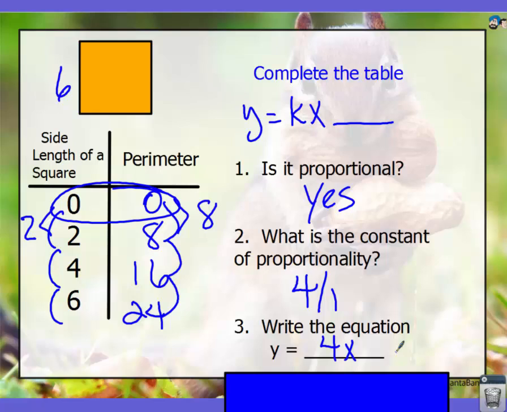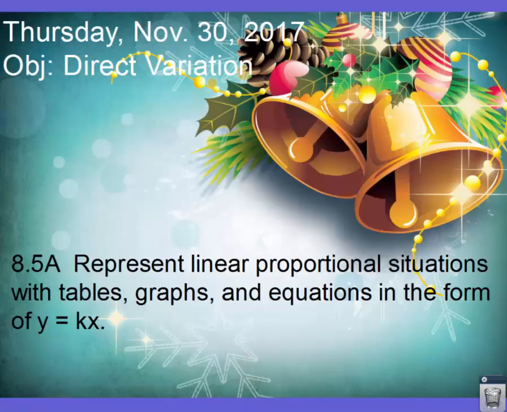You don't have to have the plus 0. Okay? So that's what we're looking at today. And if you look back at the standard that we had, we're looking at proportional relationships dealing with y is equal to kx, where k represents the constant of proportionality. Okay? Or it's the slope of the line if the line goes through 0, 0.